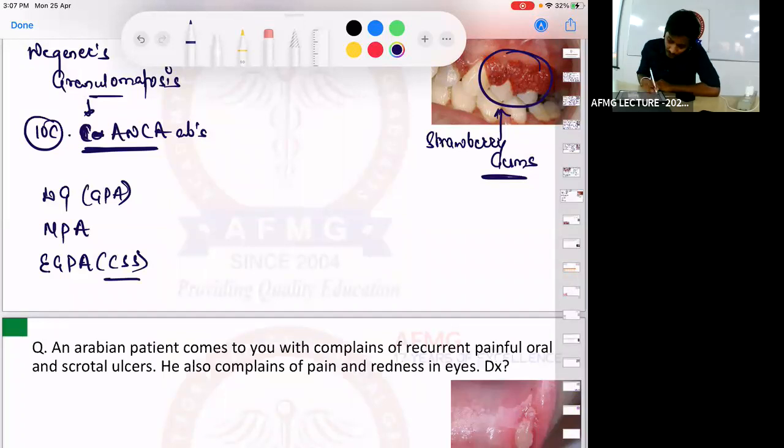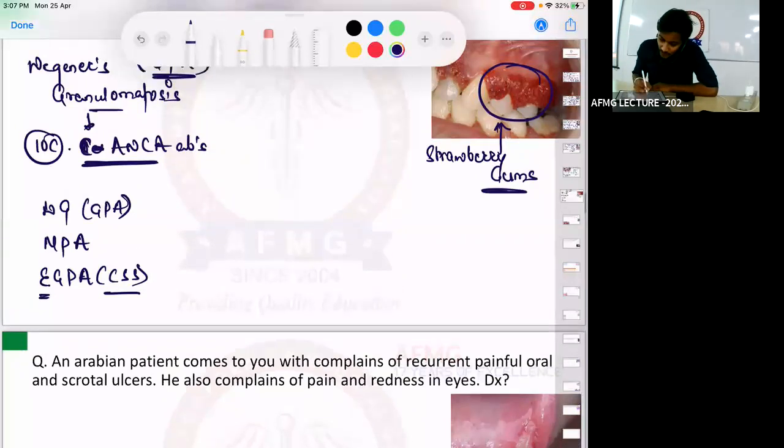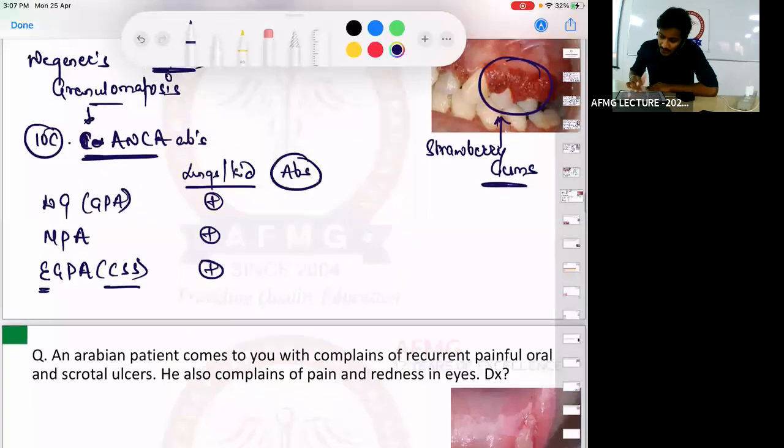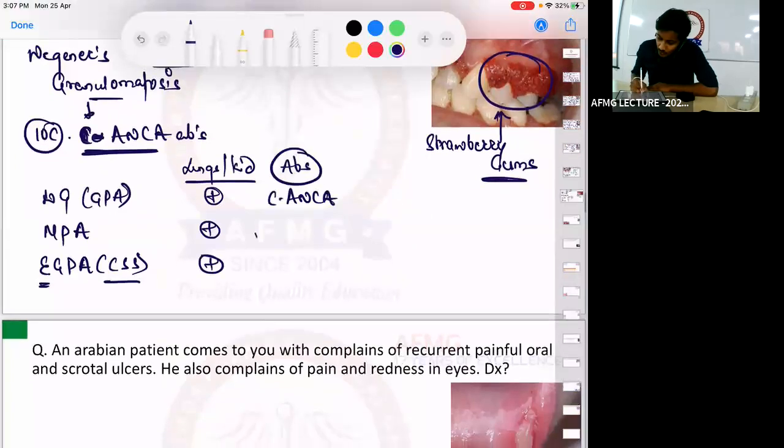Eosinophilic means there is eosinophilia in this patient. Otherwise, the rest of the features are usually the same. So if I talk about lung and kidney involvement, it is seen in all of them. ANCA antibodies, if I talk about ANCA antibodies, are seen in the other two as well.